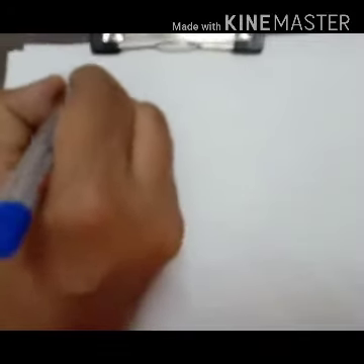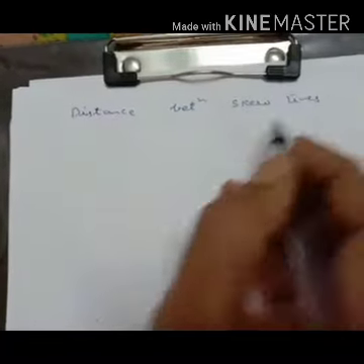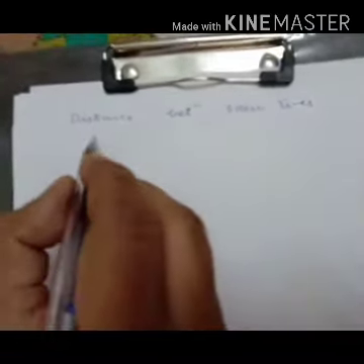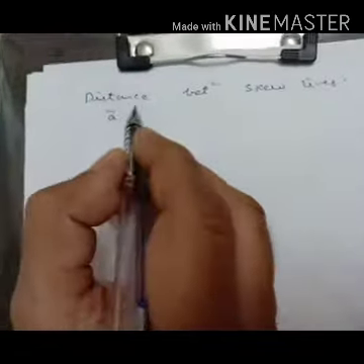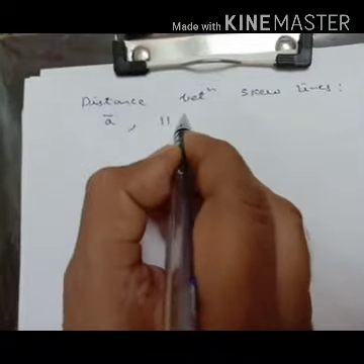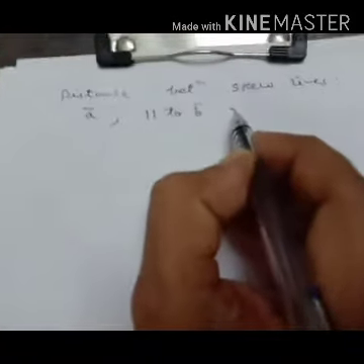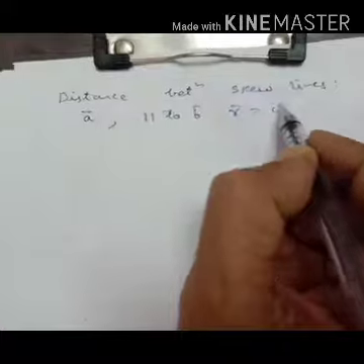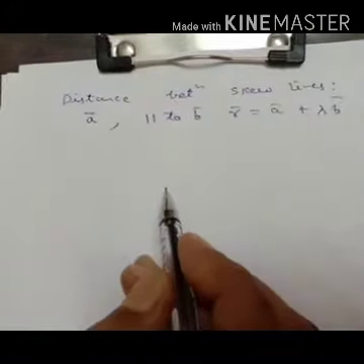Next article: distance between skew lines. If we know the position vector of one point on a line, suppose the position vector of the point on the line is A bar, and the line is parallel to B bar, then the equation of the line in vector form is R bar equal to A bar plus lambda B bar.